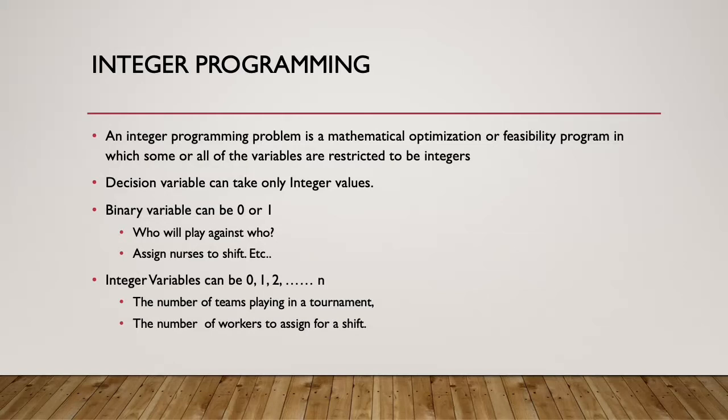Another example could be assigning a person to a shift, that is, who is going to work in this shift. And integer variables can be 1 to n, such as the number of teams. An example could be the number of teams participating in this tournament for the scheduling. Another example is the number of workers to assign to a particular shift. Those are the cases where we can use the integer variable.